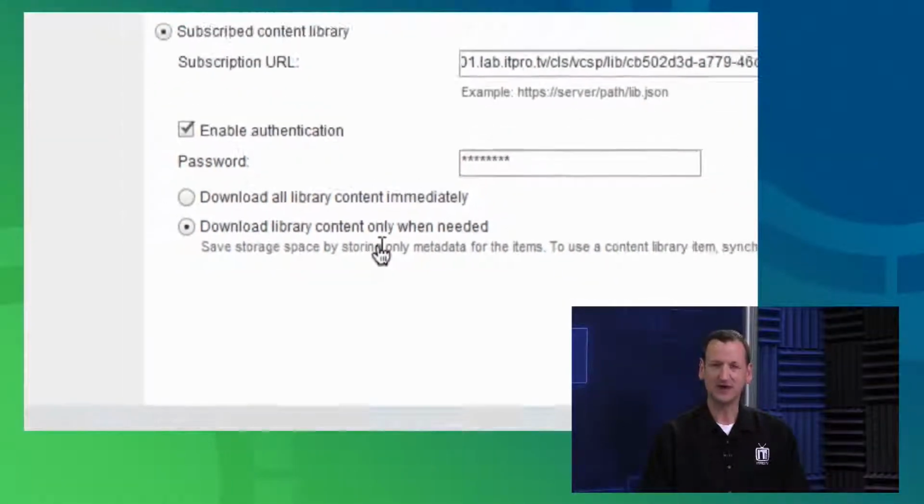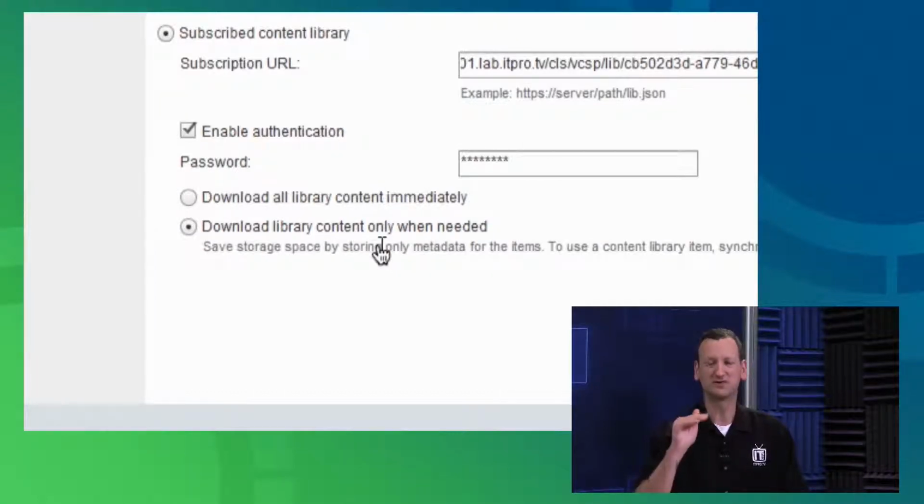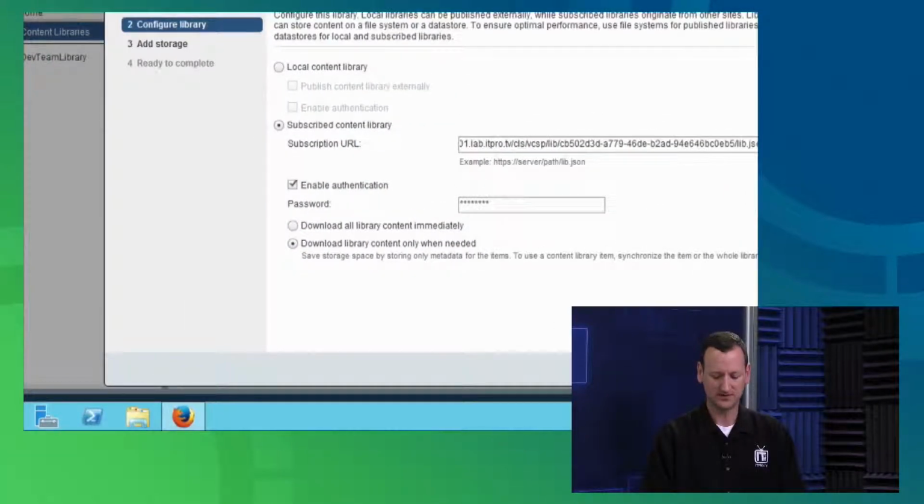I'm going to choose download library content only when needed, and I'll show you in a moment. We can actually go and pick physical files and say synchronize it right now. All right, so we can kind of get an in-between. But here in the wizard, you just see the two separate items. Download it all now, or download it at the time that I use it. All right, so I'm going to go ahead and hit next on that.